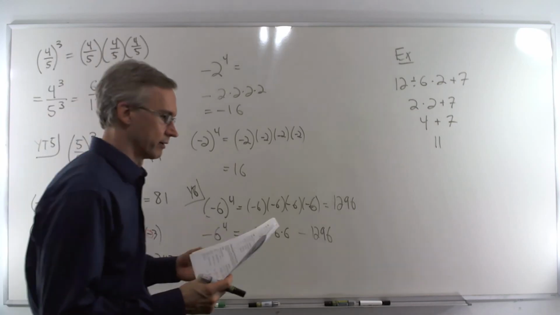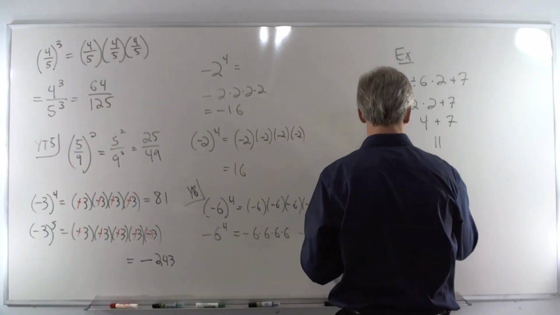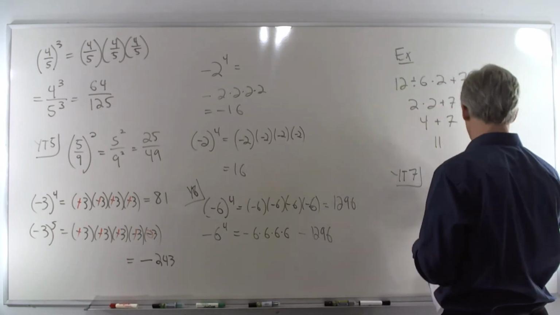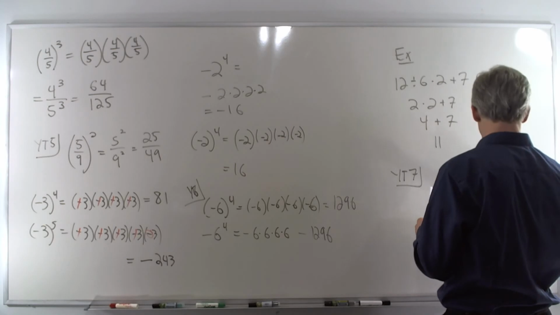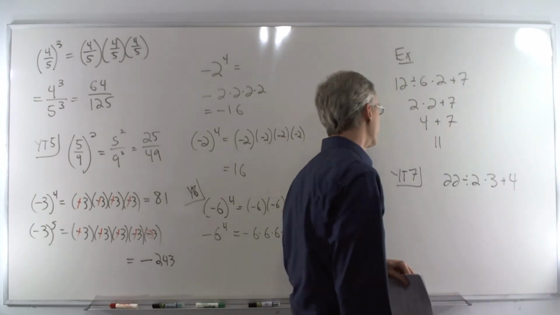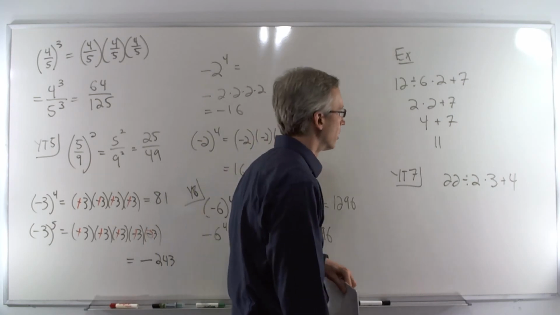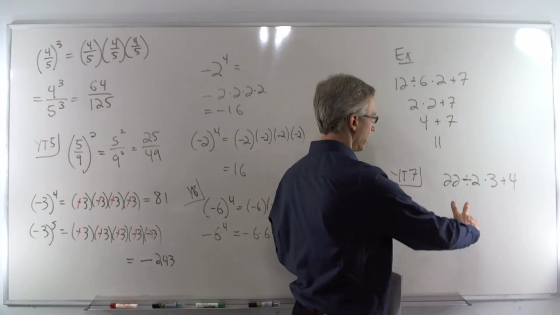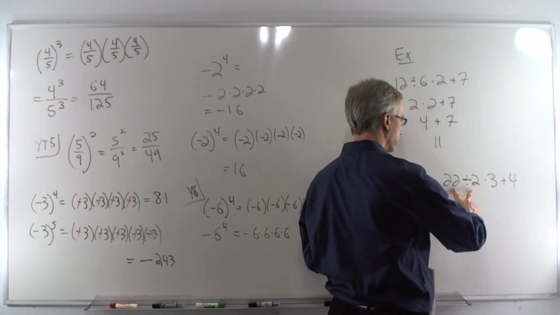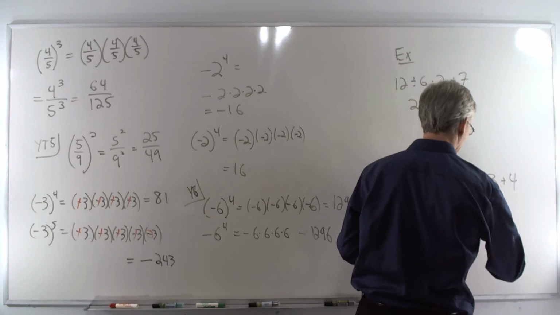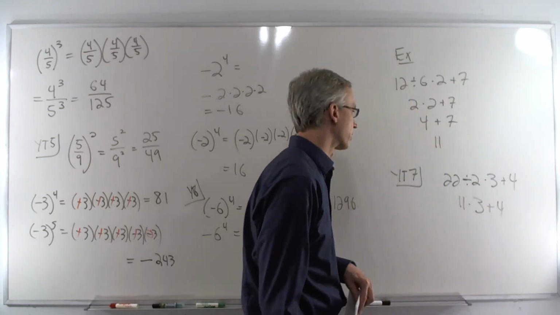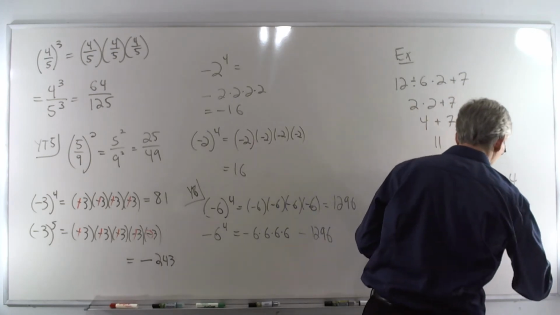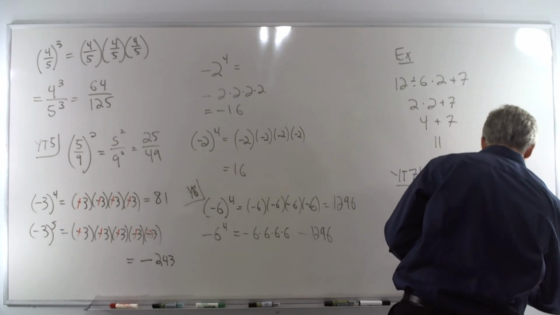Your turn, number 7. 22 divided by 2 times 3 plus 4. All right, no parentheses or exponents. We're going to go right on to multiplication division. Working left to right, we got the leftmost operation here. 22 divided by 2, that is 11. Times 3 plus 4. All right, now we're going to continue on with multiplication division. We got a multiplication here, that's 33. Plus 4, add those together, and you get 37.